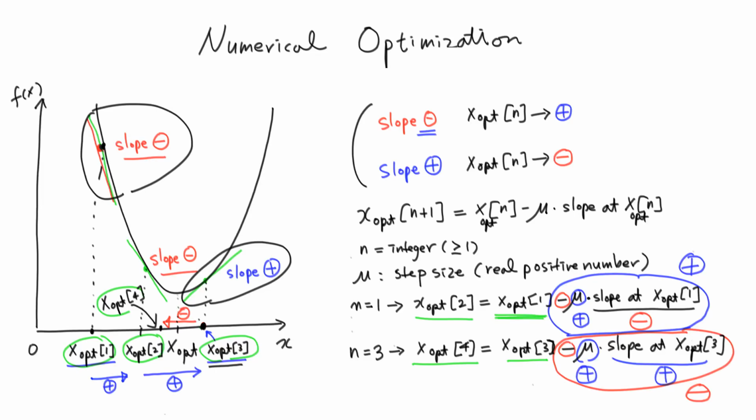And if you continue these steps over and over, you may reach this optimal value or close to this optimal value eventually. And this method is called the gradient descent method. And gradient means a slope.